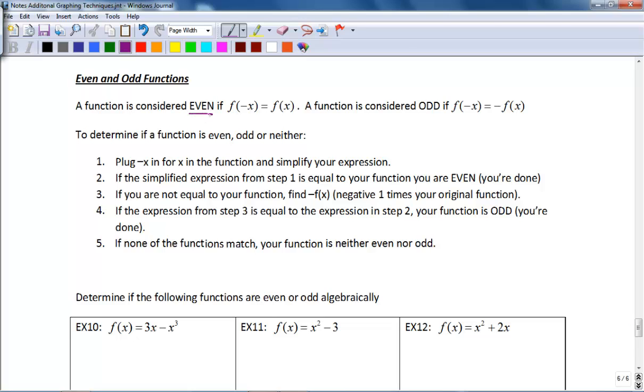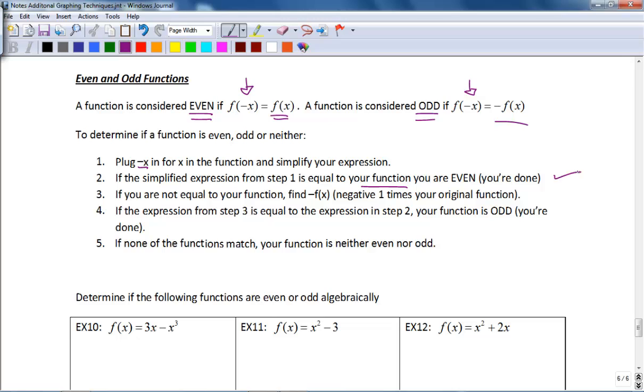A function is considered even if you can plug in a negative in place of x and end up with the function itself. A function is considered odd when you can plug in a negative in place of its x and get the opposite of the function. So, how do we determine if a function is even, odd, or neither? What you do is you plug in a negative x for x and simplify the expression. If the simplified expression in step 1 is equal to your function, then you're even and you're all done.